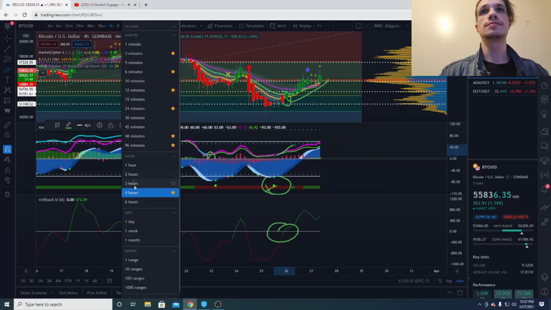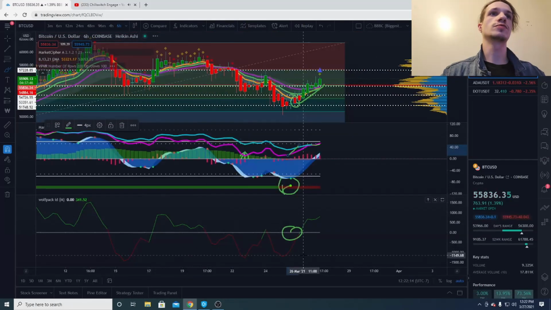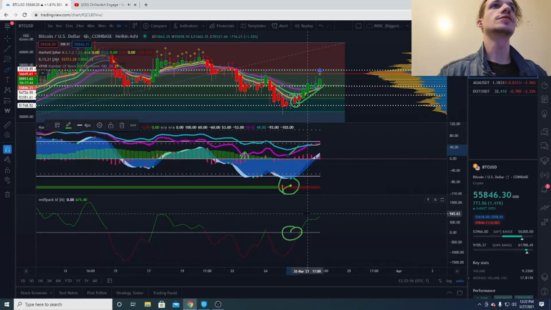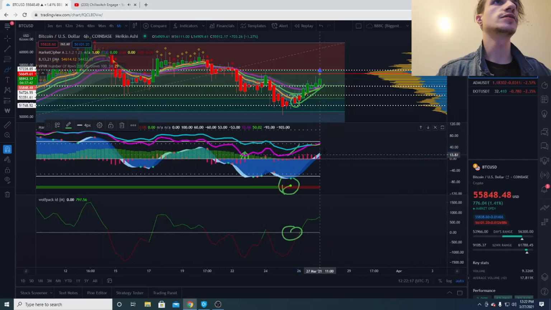So, we go to the 6 hour. I would have gone from the 1 day to the 6 hour first. So the 6 hour is saying the same exact thing. The 6 hour, you have quite a bit more room to go up though. Quite a bit more room.